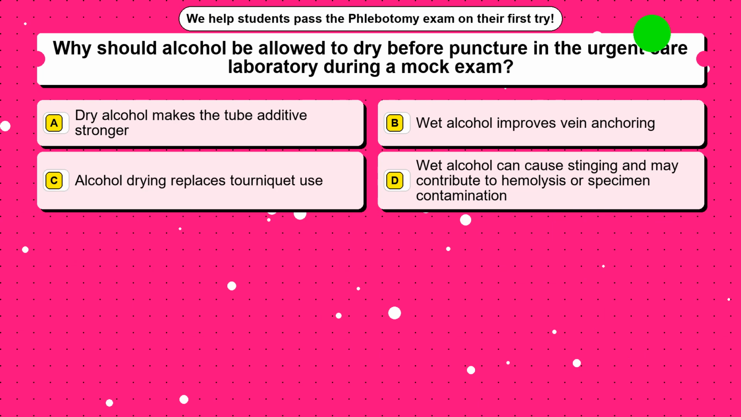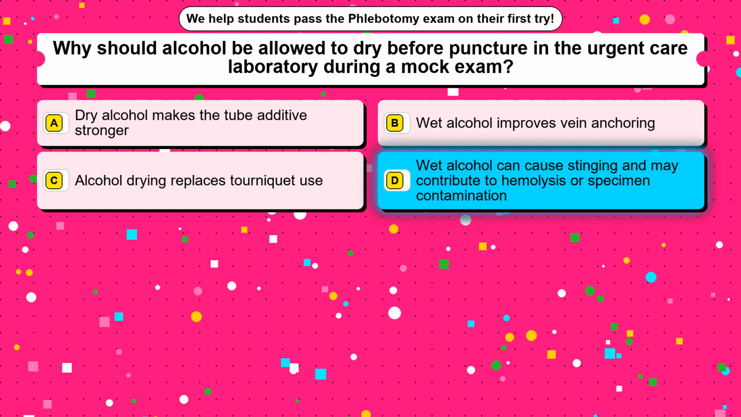Question 39. Why should alcohol be allowed to dry before puncture in the urgent care laboratory during a mock exam? Option A. Dry alcohol makes the tube additive stronger. Option B. Wet alcohol improves vein anchoring. Option C. Alcohol drying replaces tourniquet use. Option D. Wet alcohol can cause stinging and may contribute to hemolysis or specimen contamination.